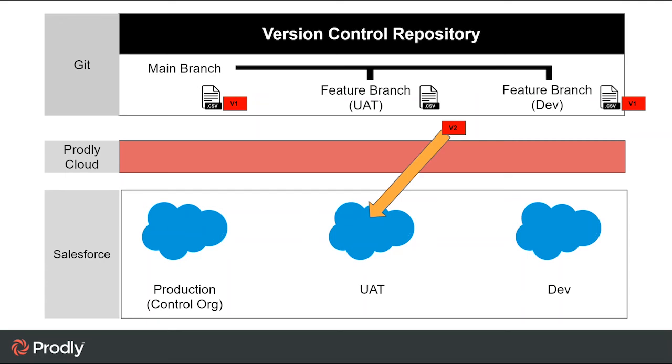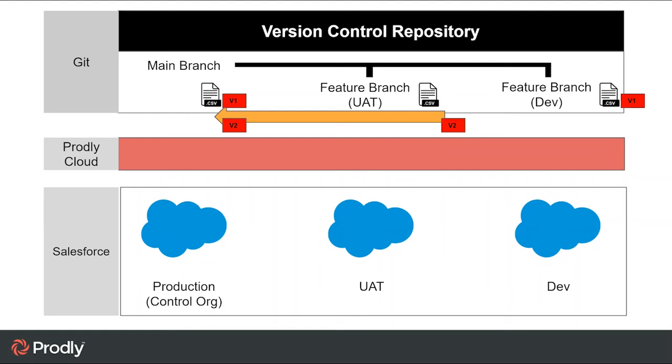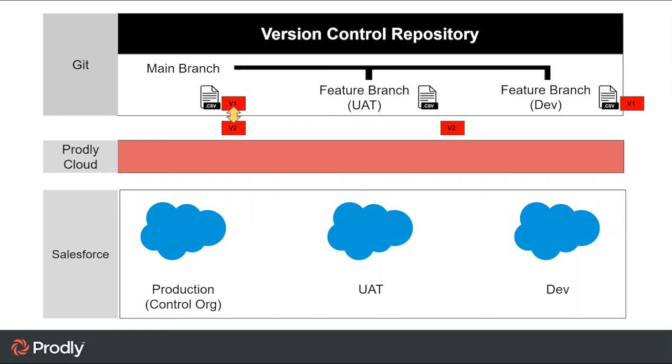This is done via the Prodly app in your control org, and during the pull request, the Prodly service will find the applicable record ID based on prior usage and perform updates or inserts. If all changes in your UAT org are correct, repeat the steps in Git to merge changes from your UAT feature branch into your production master branch. This will establish the source of truth for these reference data records and create a new version of the data, version 2, within your master branch.